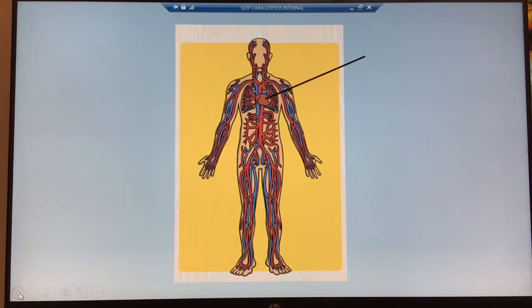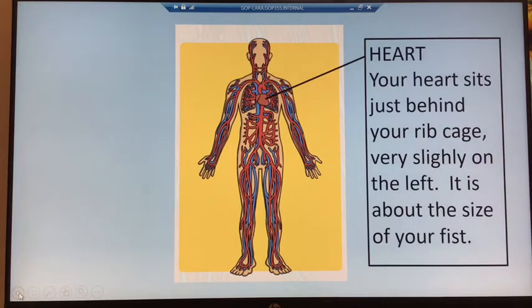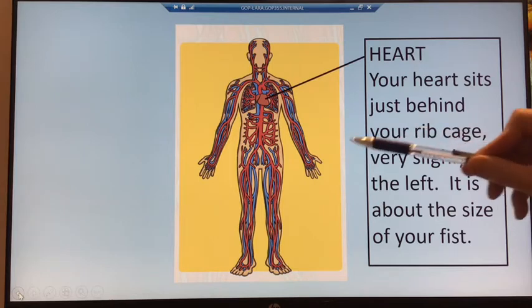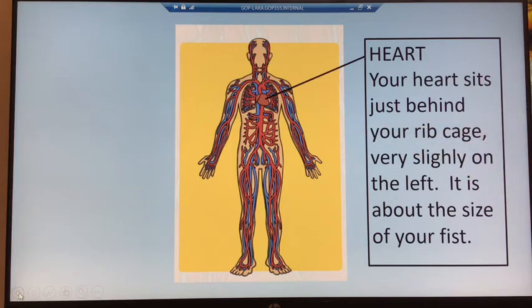Right, what is that line pointing at? Well, this is your heart. So we've looked at the blood vessels in our circulatory system. Now we're looking at the heart. From a previous slide, you know your heart is sitting just behind your rib cage, very slightly on the left, and it's about the size of your fist.